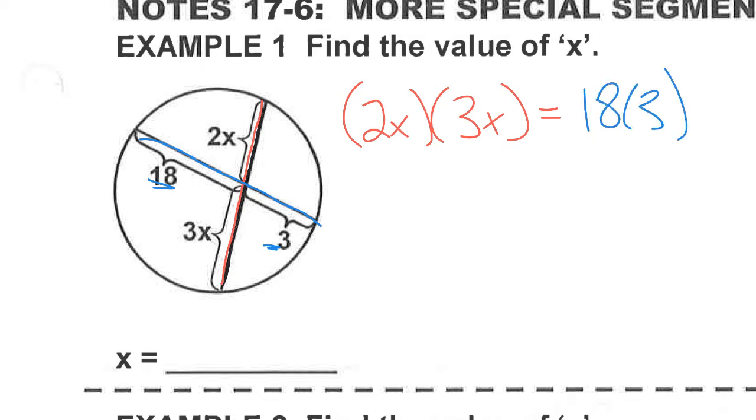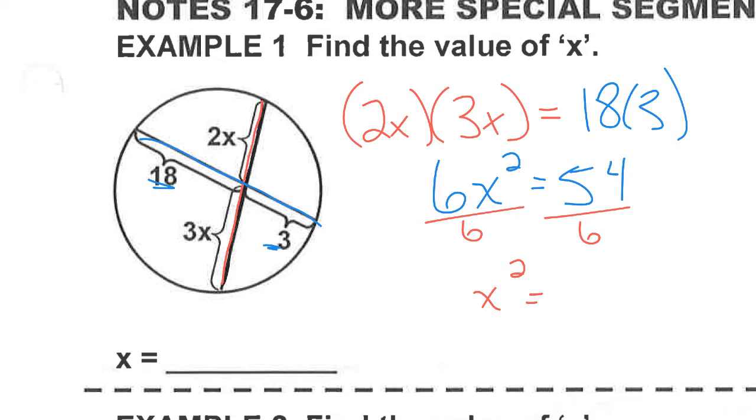So 2 times 3 is 6. X times x will give me x squared. So 6x squared equals 18 times 3, which was 54. Next thing you can do is divide both sides by 6. You get x squared equals 9. Now, x actually equals plus or minus 3 because negative 3 times negative 3 is also positive 9, but we don't care about negatives. That makes our answer 3.